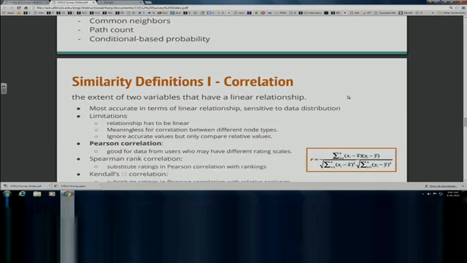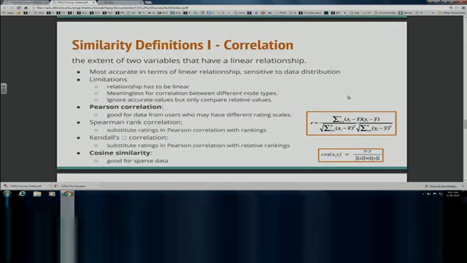The first one is correlation. Correlation is the extent to which two variables have a linear relationship. So it is the most accurate in terms of a linear relationship. It's sensitive to the data distribution, but it also has some limitations. The first one is that the relationship has to be linear. It cannot apply to a curved relationship. And also, it is meaningless for correlation between different node types. For example, an author has several papers, but another one is like a book or a paper.